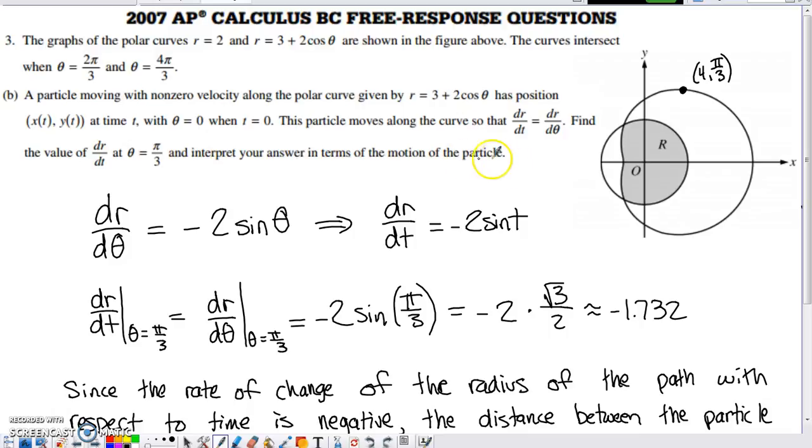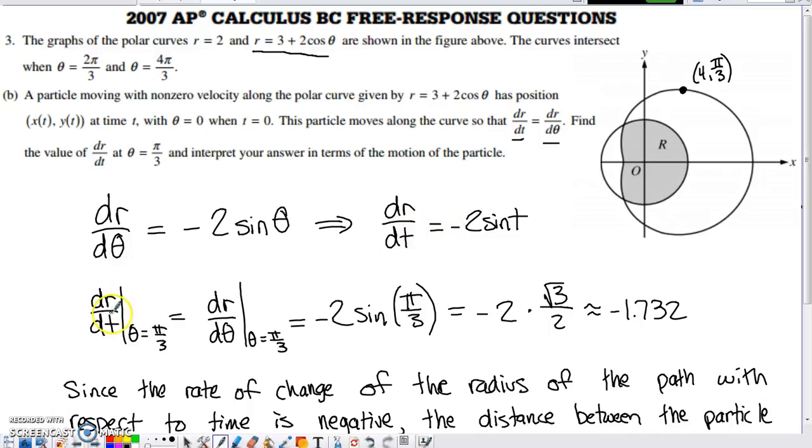And so the first thing that you can do here, because they tell you that dr/dt is equal to dr/d theta, you know that r as a function of theta is just the equation of that limacon. And so if you take the equation of that limacon and you just do the derivative of it on both sides with respect to theta, what you end up with is the 3 dropping off, and then the 2 is going to get copied into your derivative, but then the derivative of cosine of theta with respect to theta is going to be negative sine of theta. So here's dr/d theta, and since dr/dt is equal to dr/d theta, that implies dr/dt is equal to negative 2 sine of t.